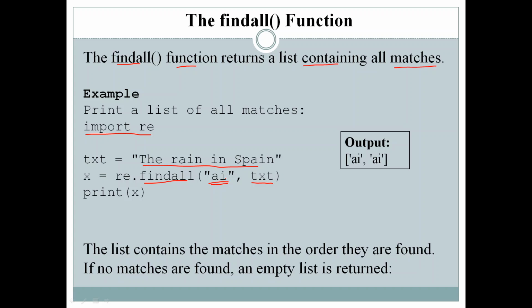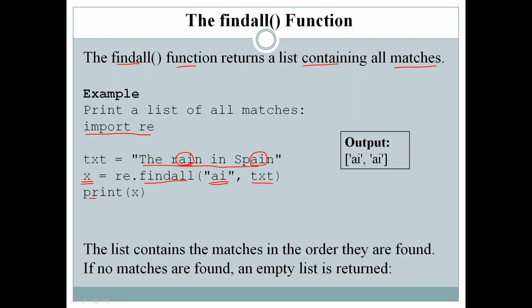Now the findall method will search for "ai" from the beginning till the end. It will check for both the characters a and i. From the beginning, it will find "ai" over here. You can see "ai", so there is one match. Then it continues its search, and again it finds "ai" in the string. So two "ai"s exist in the given string. These two matches will be returned by the function findall, and that will be stored in x.